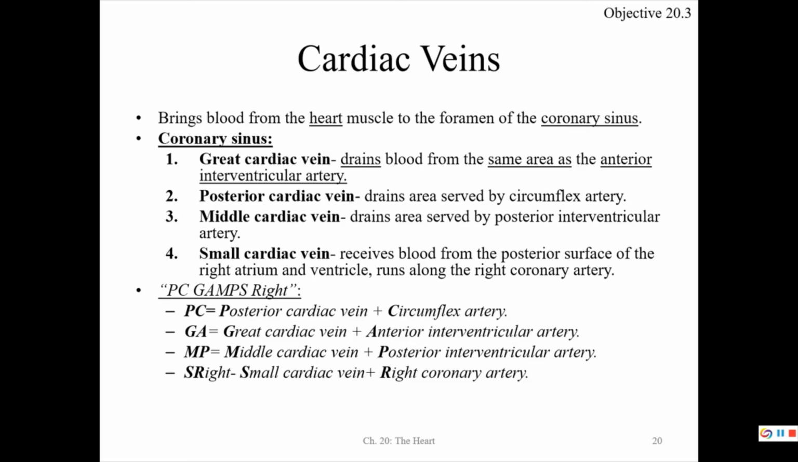And the small cardiac vein is receiving blood from the back of the heart, and it runs alongside your right coronary artery. Now, these help us to learn, because they drain blood from the same area as an artery, which means they go together with each other. They will be found combined together on the heart surface.